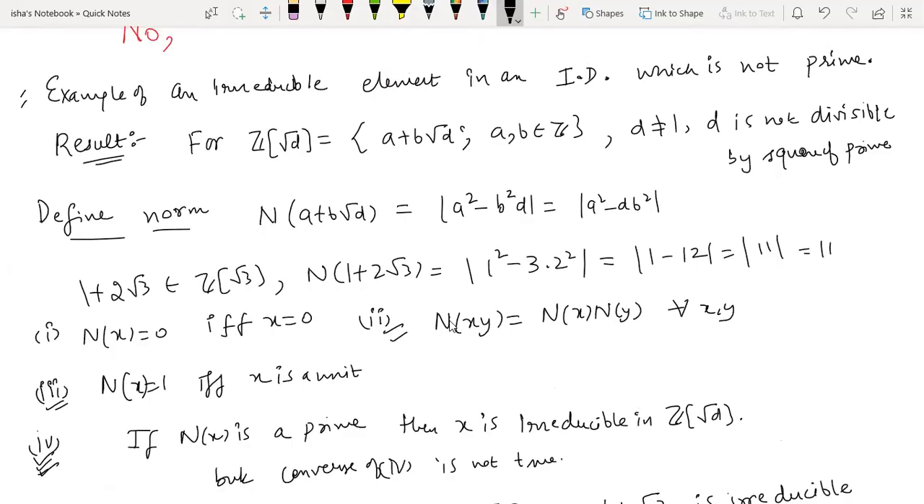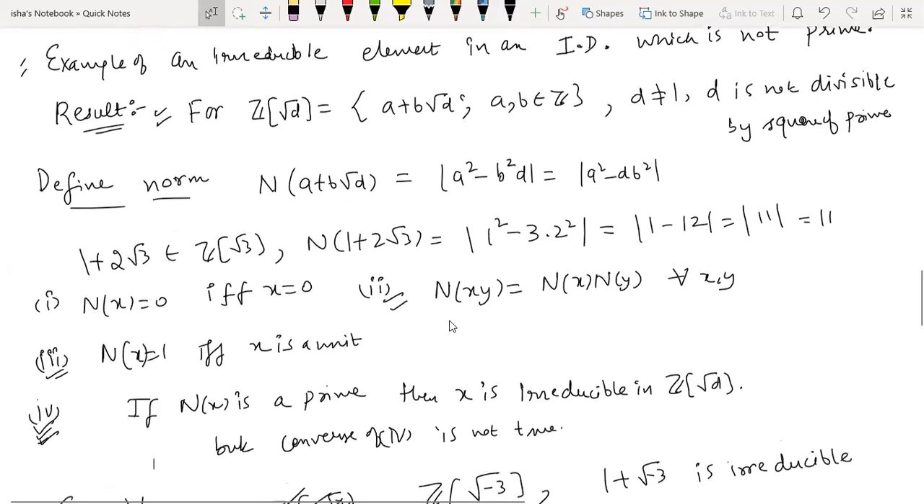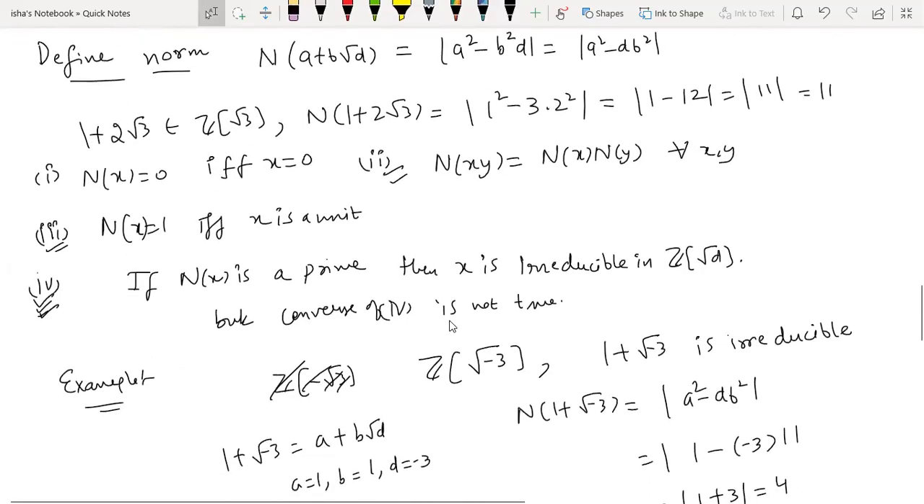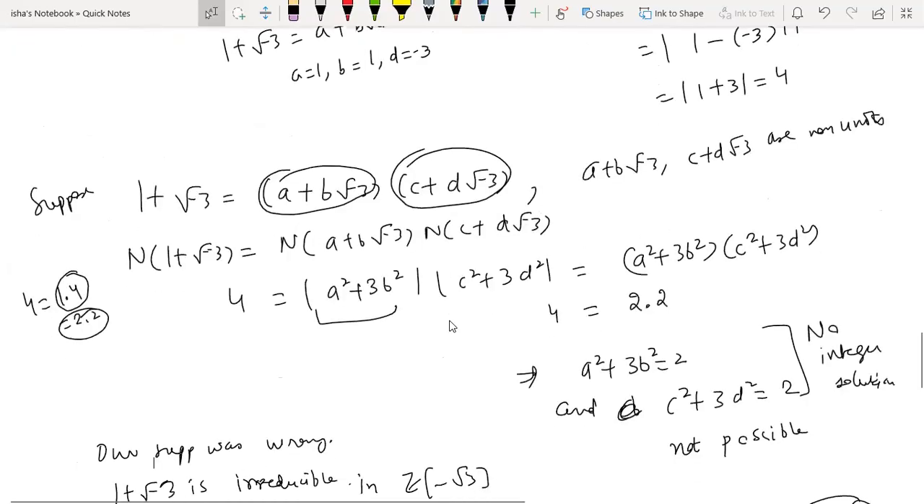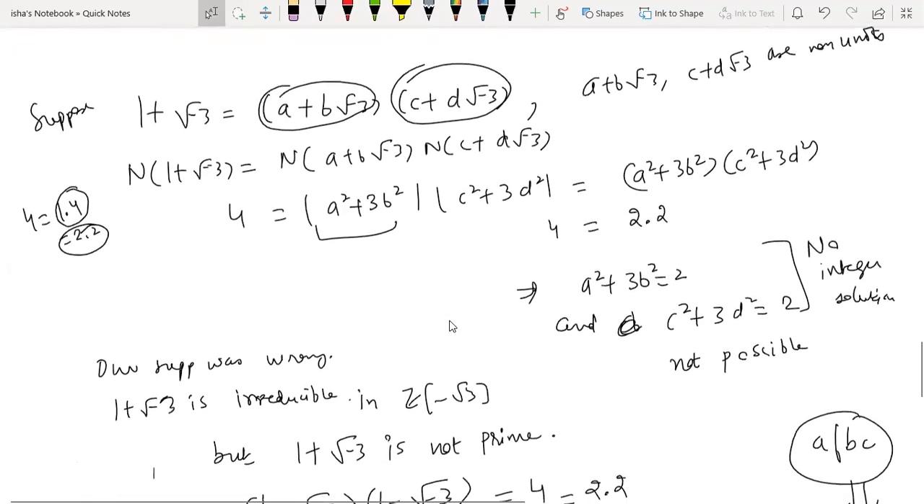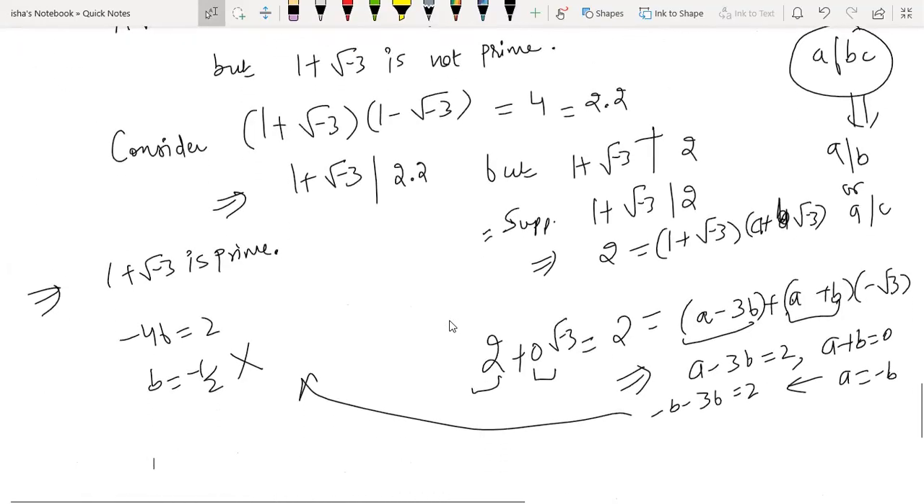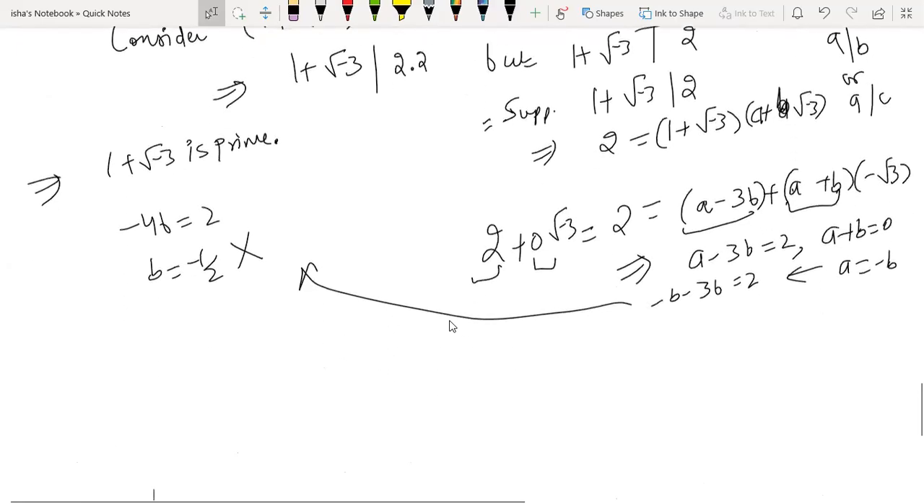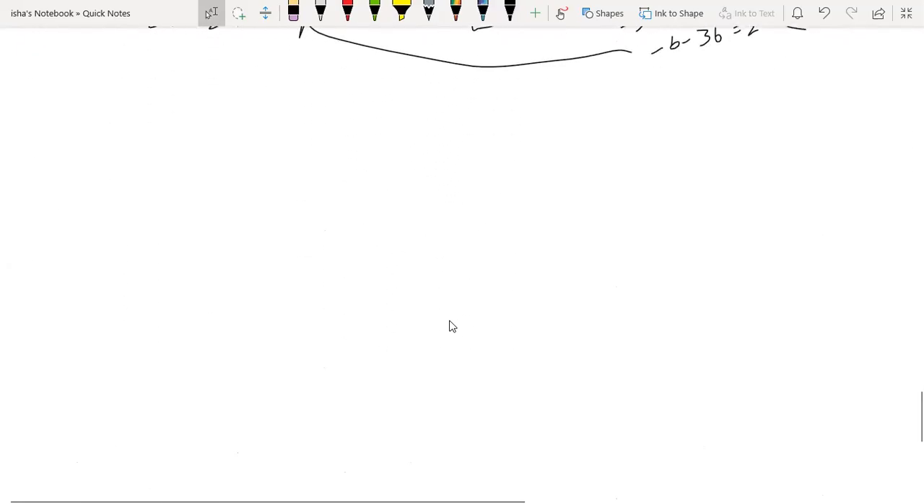So I have given you an example, and obviously this domain is an integral domain. Every ring of this kind, Z square root d, is an integral domain. You can check this anytime by just checking there are no zero divisors. And the norm that I defined, we have not yet used the norm connection in this question. We have just directly shown it by the definition of irreducible and the definition of prime element, right?